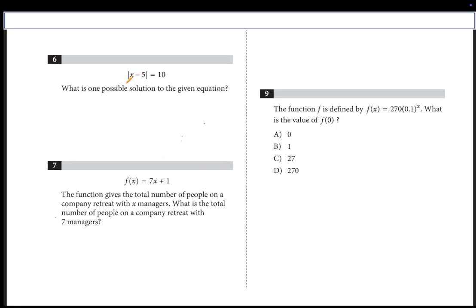So here we have question number 6. It says, what is one possible solution to the given equation? We have the absolute value of x minus 5 is equal to 10.